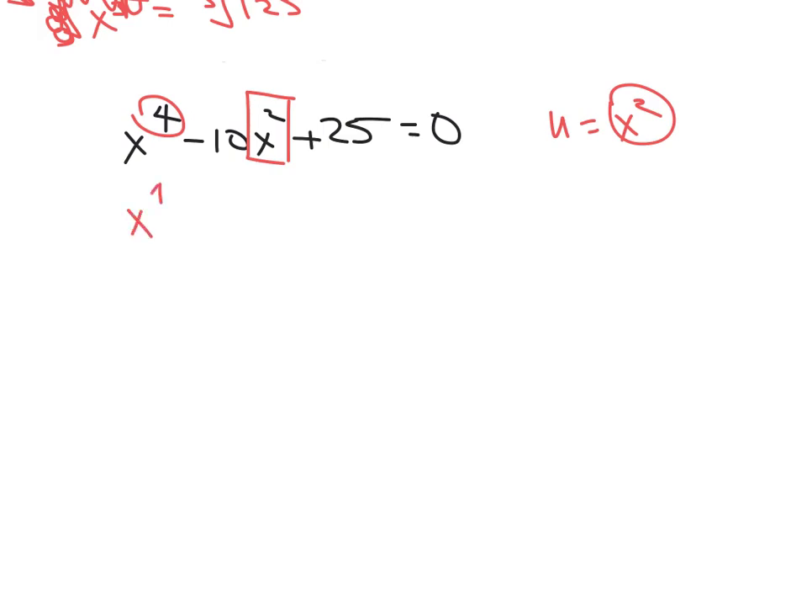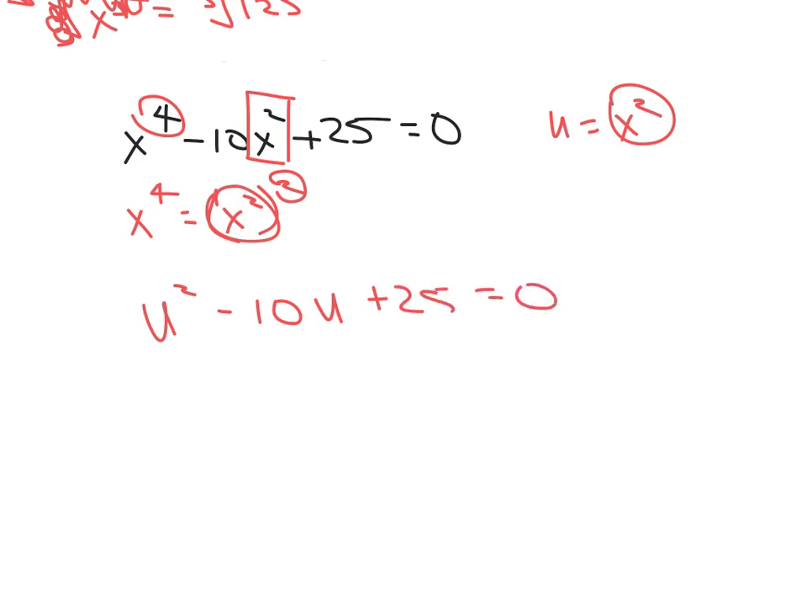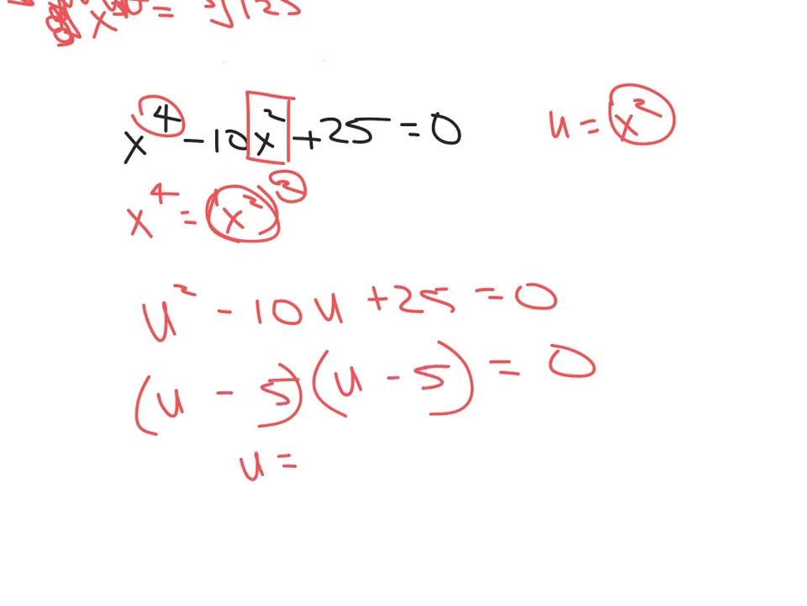So this x to the fourth can really be written as x squared squared. So there's an x squared there, so I'm going to put a u there with a squared on it. Minus 10, there's an x squared, I'm going to put u there. Okay, so then I can make it, because I just have a quadratic equation here. So u equals 5. But u also equals x squared. So therefore, x squared equals 5.